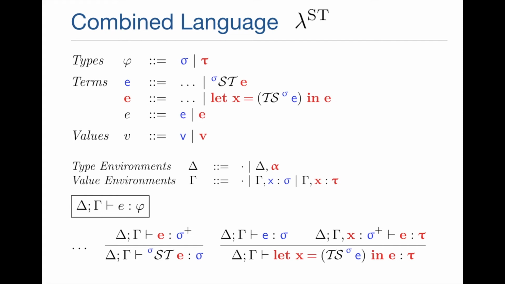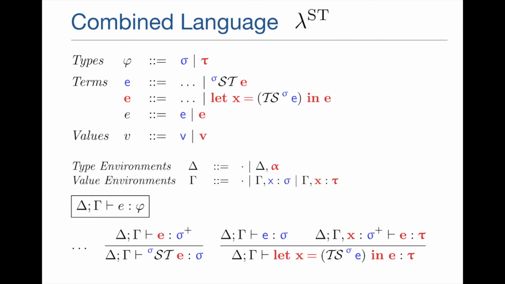Then the typing rules at the bottom. So most of the typing rules are just what you would expect, but the interesting cases are for these boundaries. But it's still pretty intuitive. So if you're trying to say that we have some target expression and we're treating it as a source expression of type sigma, and that whole expression has type sigma, then we need to know that the target expression E has translation type sigma plus.